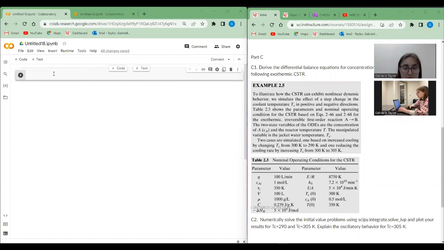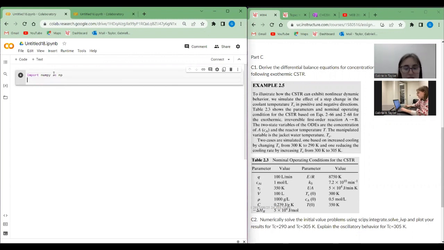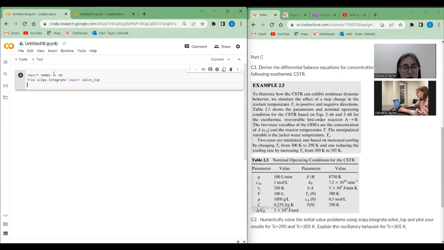So the first thing that we want to do is let's import NumPy as np, and then the next thing is from SciPy integrate, we're going to import our solve_ivp because we made two differential equation problems, and then we need to solve using that. So also we have to plot out the differential change in our concentration and then in our temperature. So we need to import our subplots.